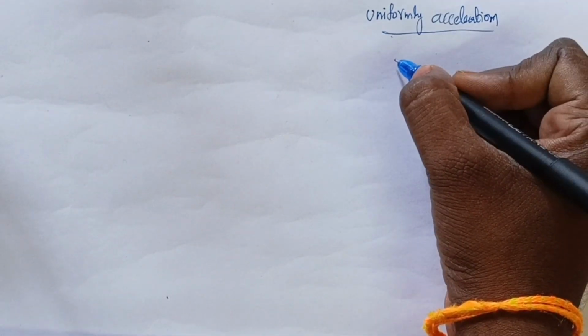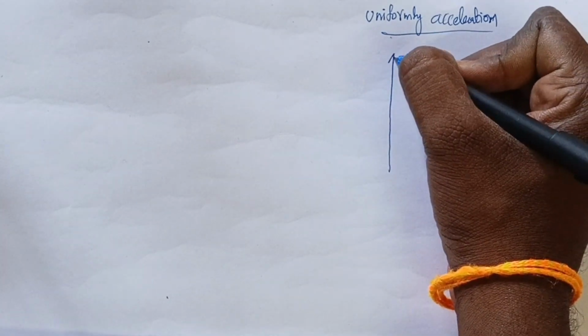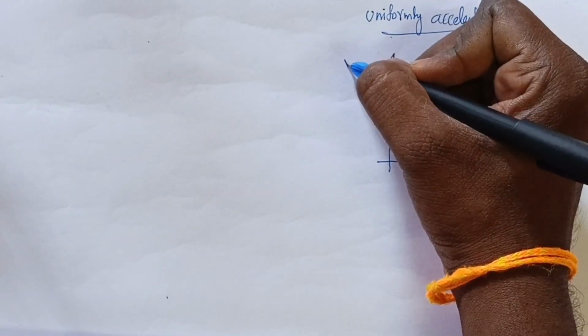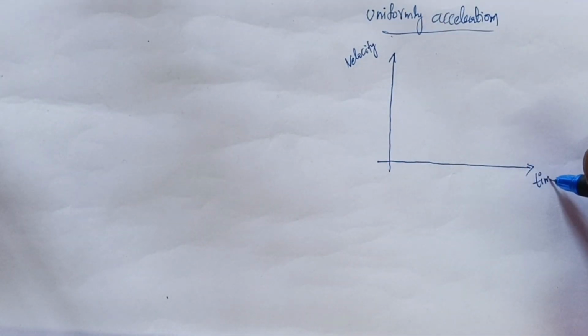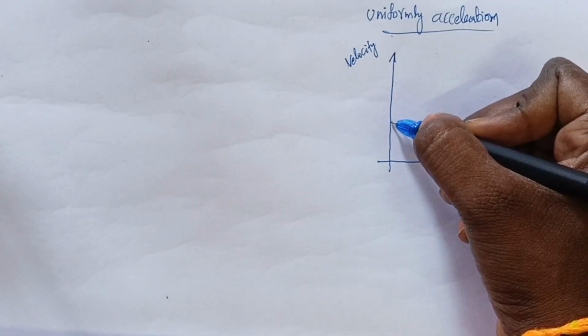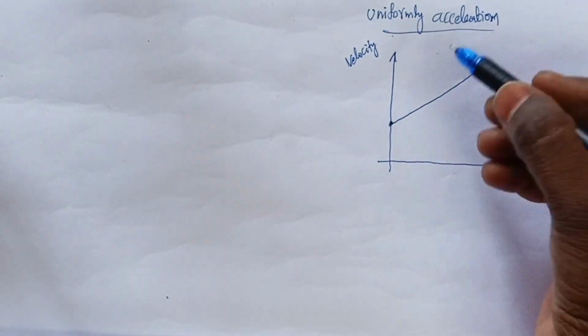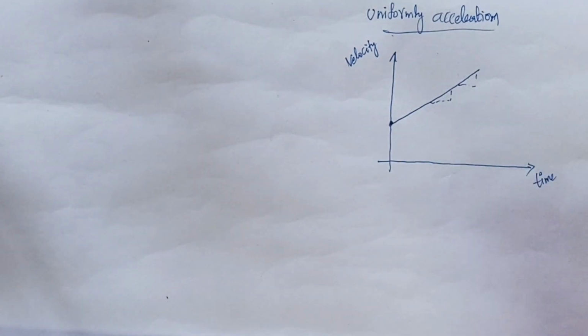Now let me draw a graph which shows the uniformly accelerated motion. For example, if we consider on the y-axis the velocity, and on the x-axis the time period. Now I am drawing a graph for an object which is moving with uniform acceleration. So this is a straight line, it is a linear graph, because the rate of change of velocity with respect to time must be constant. Then only we can call it a uniform acceleration.